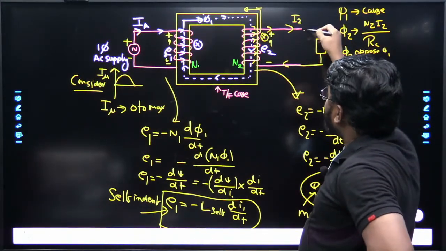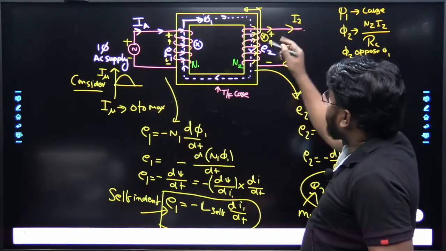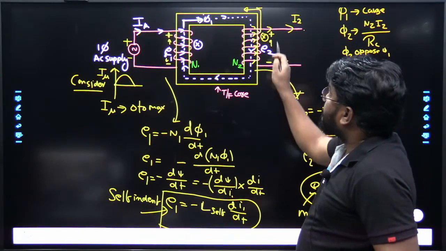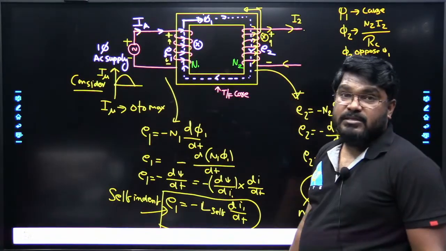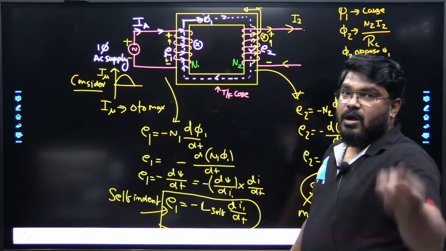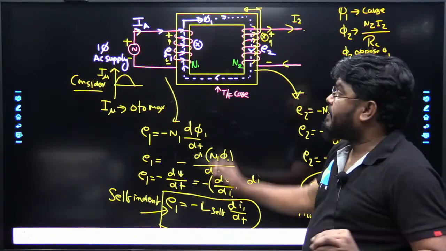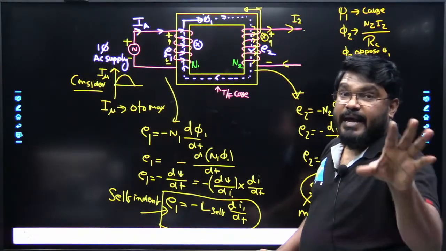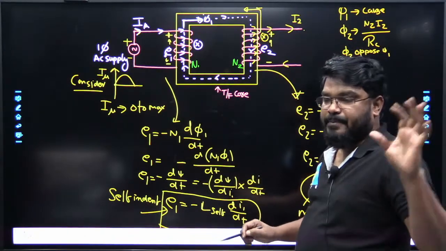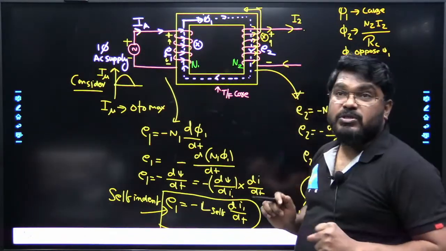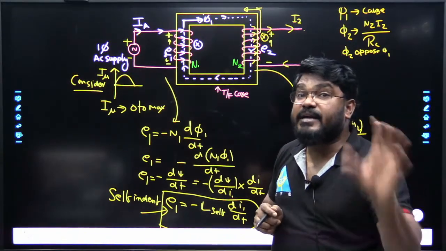Suppose a load is connected here, then current passes through from here, giving the polarity of the primary induced EMF and the polarity of the secondary induced EMF. The magnitude of the induced EMF can be obtained using Faraday's laws of electromagnetic induction, and the direction of the induced EMF can be obtained using Lenz's law. Now one more question: the nature of induced EMF in a transformer is statically induced EMF.